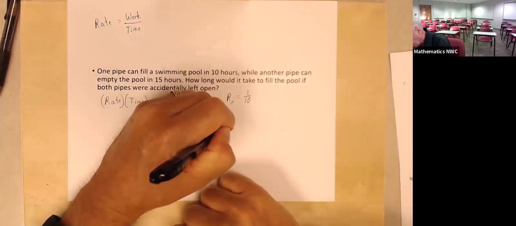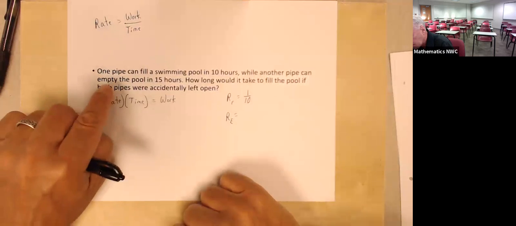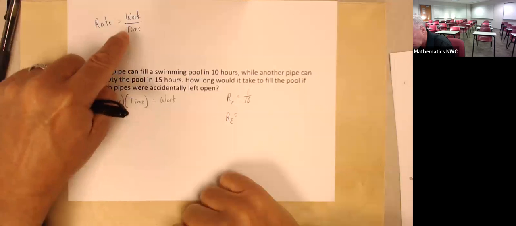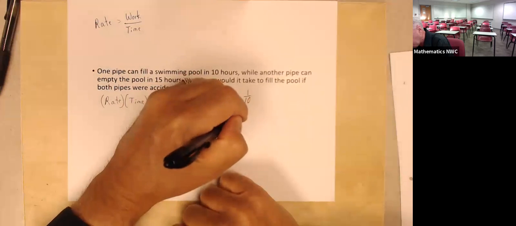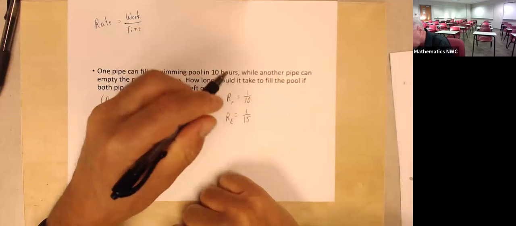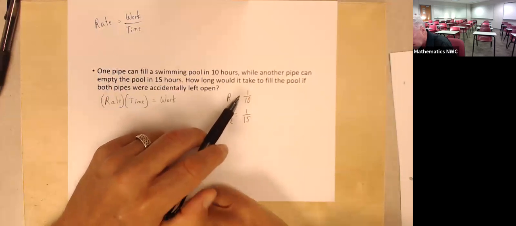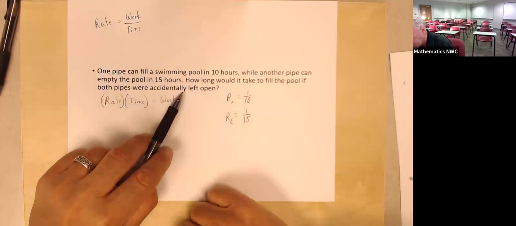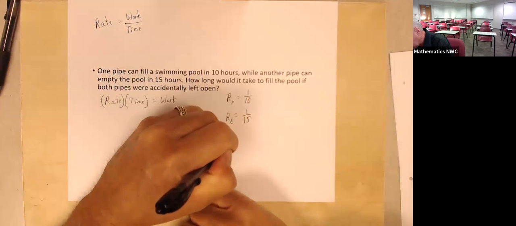The rate of the pipe emptying, it can empty the pool in 15 hours. So it empties the entire pool, so I've got one work done in 15, so that rate emptying is 1/15. Obviously, the filling rate is faster, more than the emptying rate. But now they say that they accidentally left both open. Well, that's kind of a rate together.